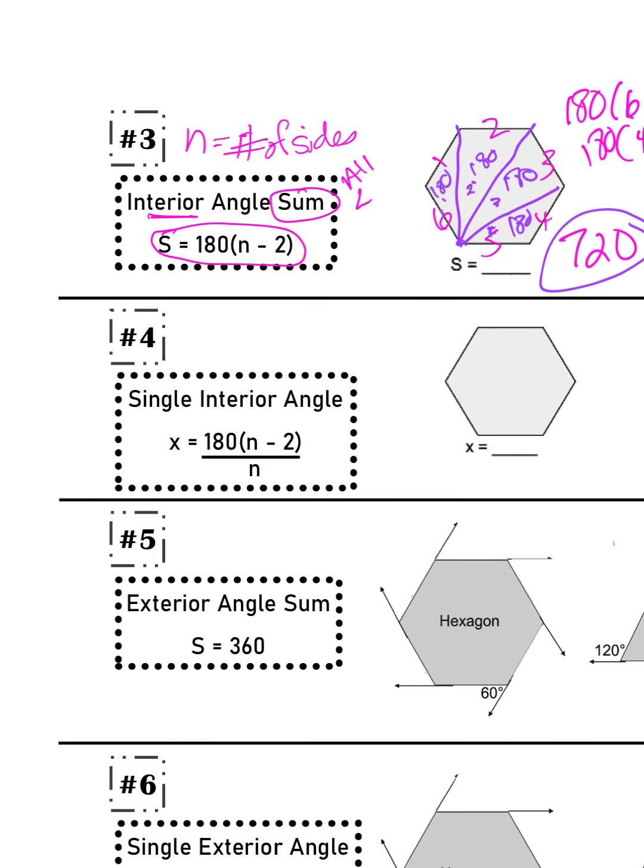All right, let's go to the next one. A single interior angle. What does single mean? One angle. So we're going to use this formula right here. What do you notice about it? This part right here is the same. This part and this part are exactly the same. The only difference is you're dividing it by n, the number of sides.